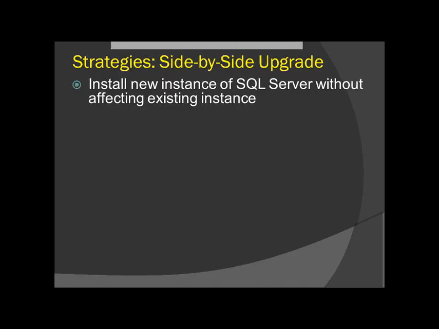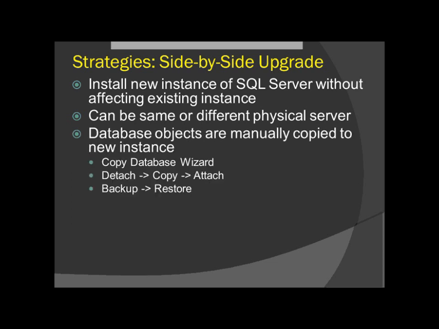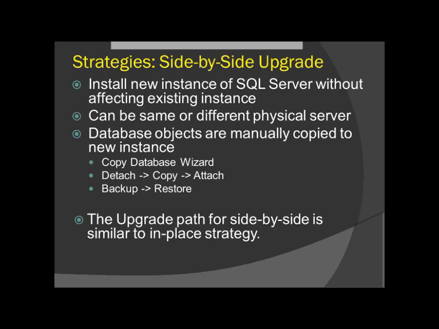So you have to copy all the objects that are required for your application onto this new server. It can be on the same server with a different instance name, or it can be on a different physical server altogether. And obviously, in order to copy the database objects, you could use the Copy Database Wizard, or even the detach, copy, attach process, or backup and restore, whichever way you want. The upgrade path, that means the path which I mentioned in the previous slide, is the same for this, even for in-place to side by side. So the rules always apply to both strategies.